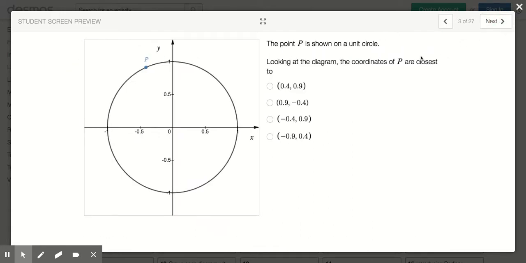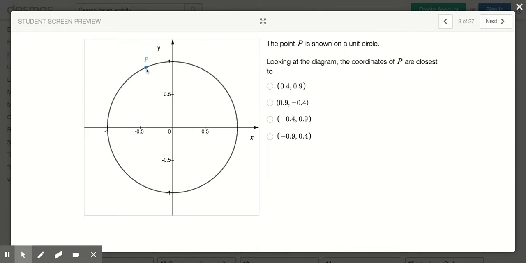So the third slide here, they tell you that point P is shown on a unit circle. Looking at the diagram, the coordinates of P are closest to which of the following? Now, what I want you to do for this one is take a look, and I'm going to go over the answer. So if you don't want to hear the answer, you can click off of this video. But if you want to check your answer and you did this already, please do.